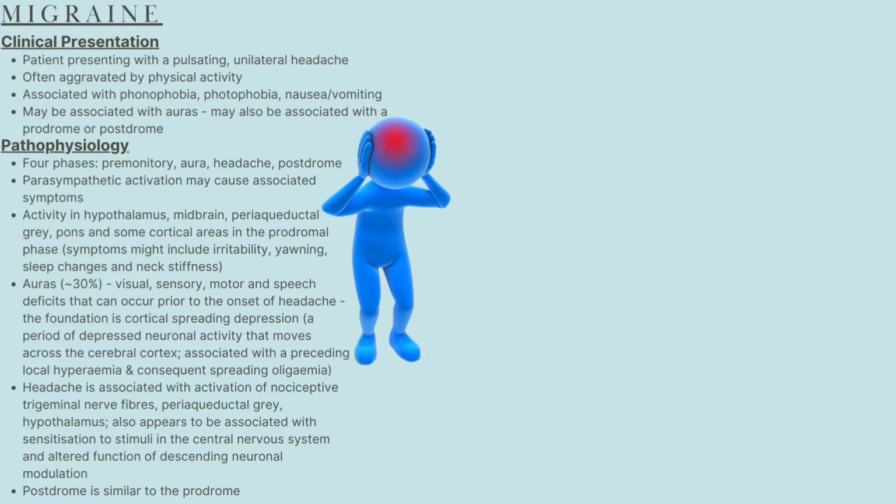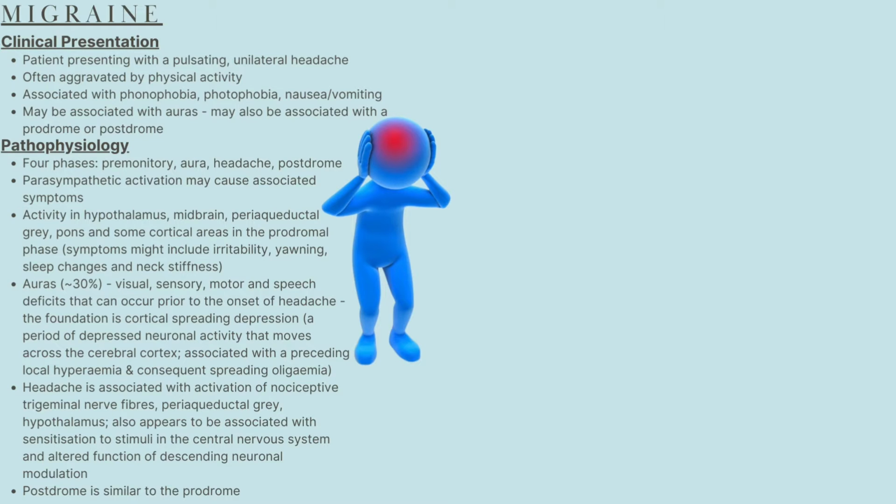The prodromal phase is punctuated by activity in the hypothalamus, midbrain, periaqueductal gray, pons, and some cortical areas. The symptoms that might be seen as a result of this activity might include irritability, yawning, sleep changes, and neck stiffness.